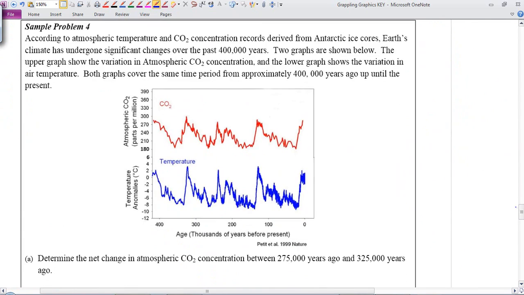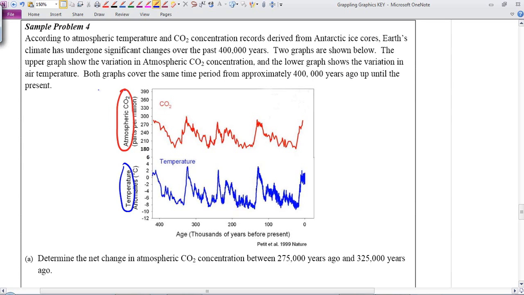Sample problem number 4. You know that carbon dioxide is a hot topic, shall we say, global warming pun intended. According to atmospheric temperature and carbon dioxide concentration records derived from Antarctic ice cores, Earth's climate has undergone significant changes over the past 400,000 years. 2 graphs are shown below. The upper graph shows a variation in atmospheric CO2, and it says so right here. Then the bottom graph is graphing temperature anomalies.